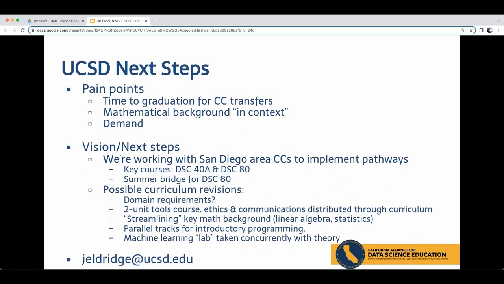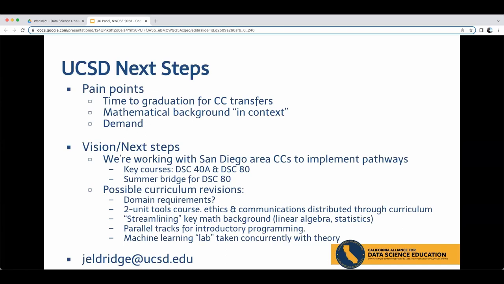Time to graduation for community college transfers is a major problem that we're trying to solve. We're working with Sean at Maricosta on this. The problem there is we view data science as a new discipline that requires, in certain cases, new courses and new pedagogy. And so we just need to be able to work with community colleges to implement that elsewhere.